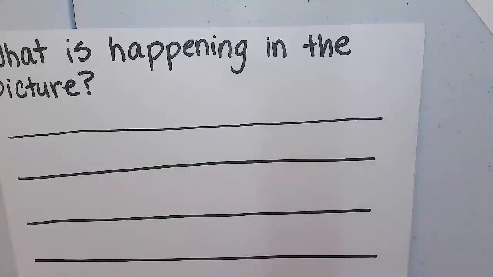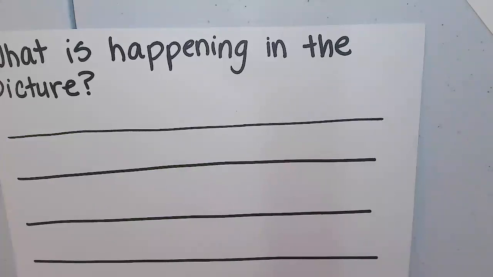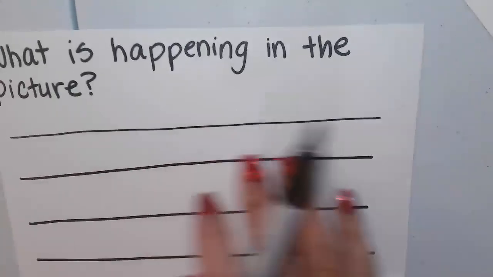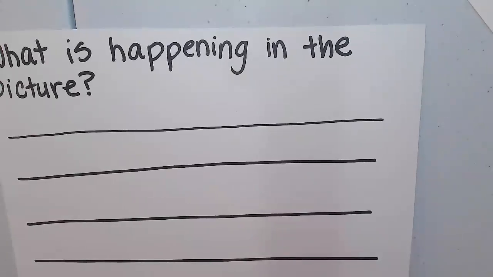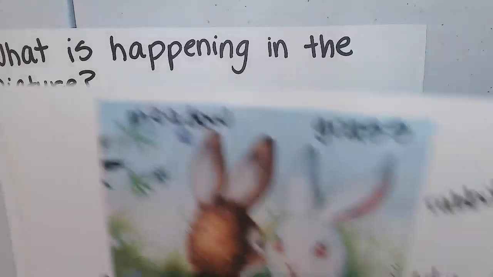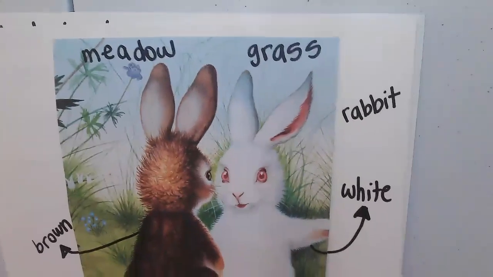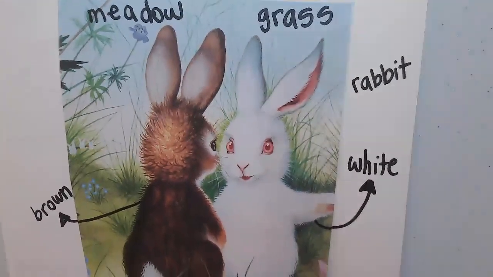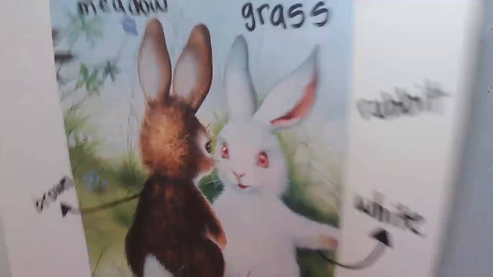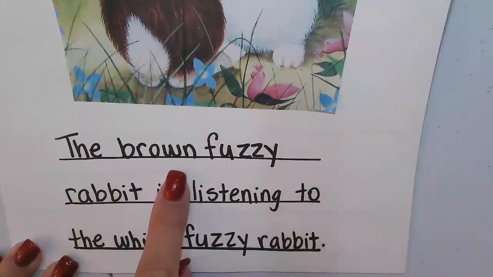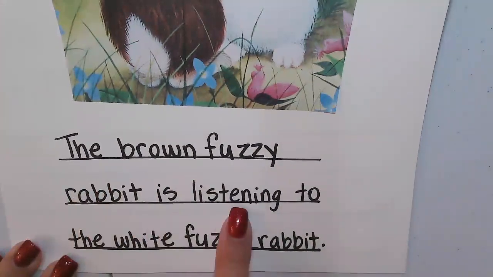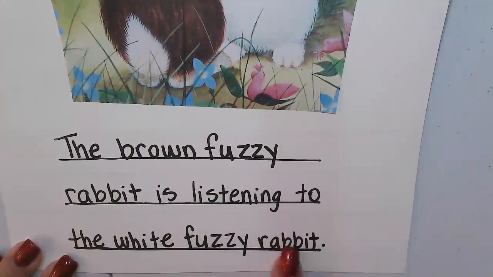Okay. Thank you. So I heard a lot of great ideas. On the top half of your paper, you should have a sentence or two about what is happening in the picture. I'm going to share my sentence, because this is what was happening in my imagination. The brown fuzzy rabbit is listening to the white fuzzy rabbit.